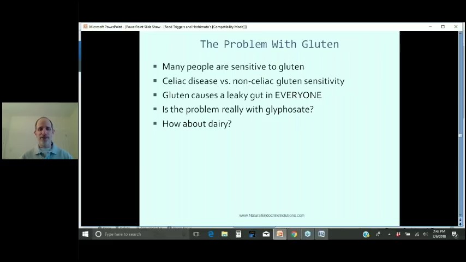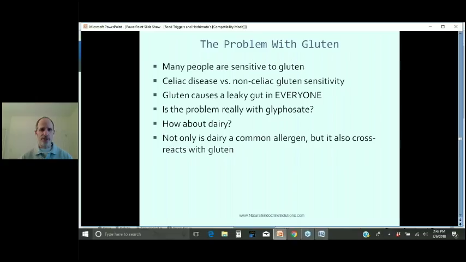I don't necessarily agree. I do think there's a risk of reintroducing dairy as well, because dairy cross-reacts with gluten. As this bullet point mentions, not only is dairy a common allergen, but it also cross-reacts with gluten. So dairy could produce gluten antibodies. Some will recommend just to avoid both gluten and dairy forever.